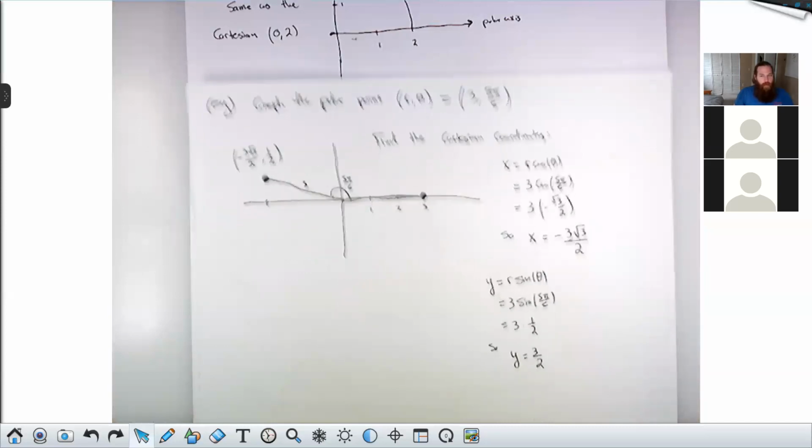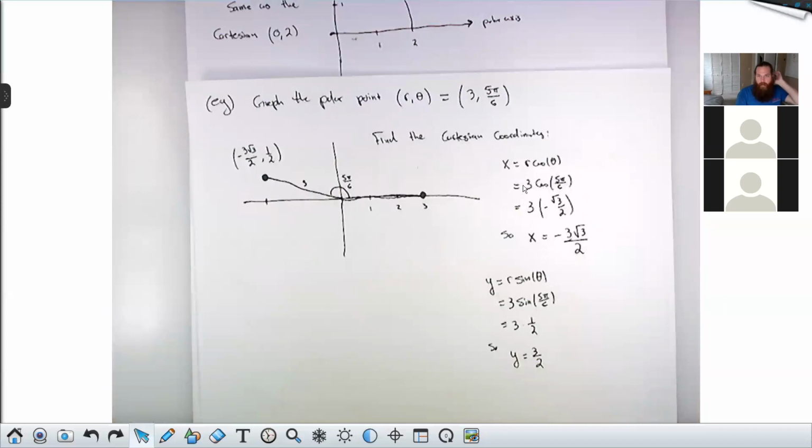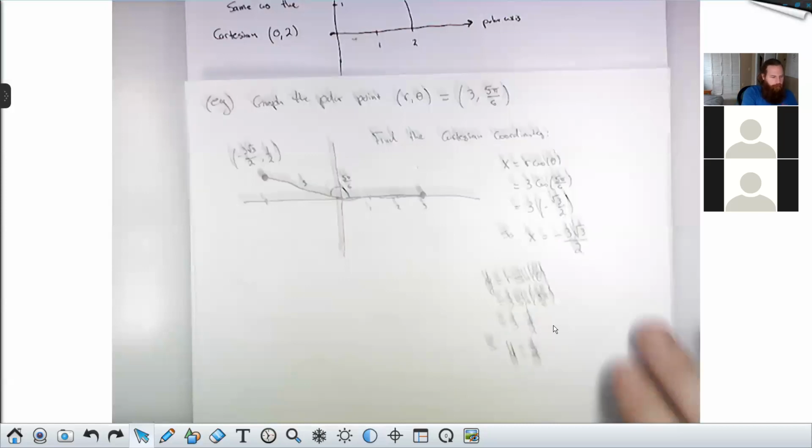And the normal xy coordinates for that point, I can calculate using my dictionary. X is r cos theta, and y is r sine theta. So I just plug in for r and theta. R was 3, and theta is 5 pi over 6. And that will tell me the x coordinate. Same for y. I plug in for r and theta, and that tells me the y coordinate. We'll do one or two more.